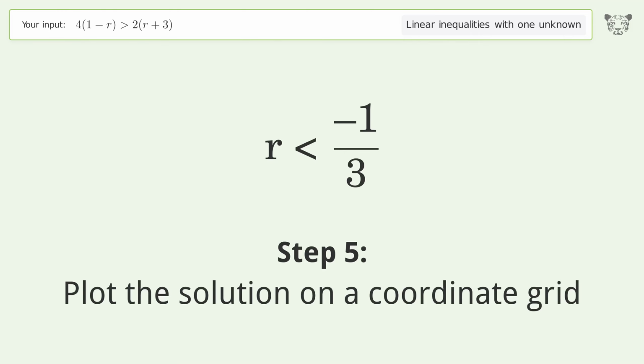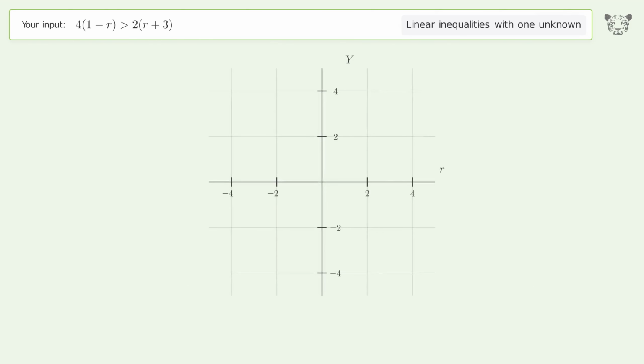Plot the solution on a coordinate grid. And so the final result is r smaller than -1/3.